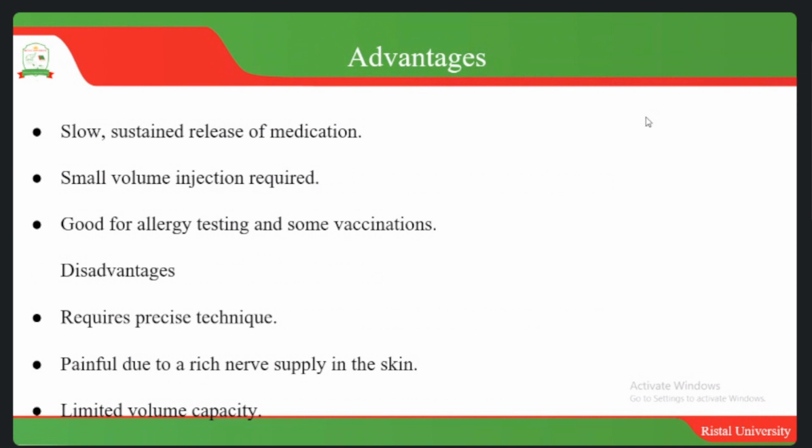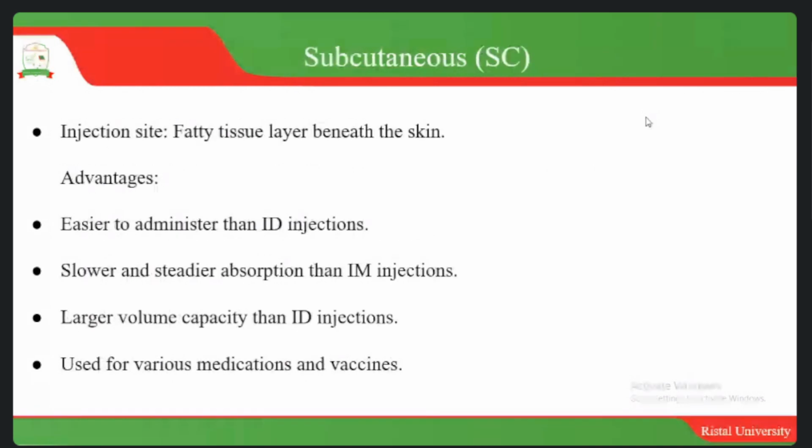Then there is limited volume capacity. So when you look at all these disadvantages, you may realize that sometimes with these drugs, even if it is parenteral, it depends on how it is being administered.